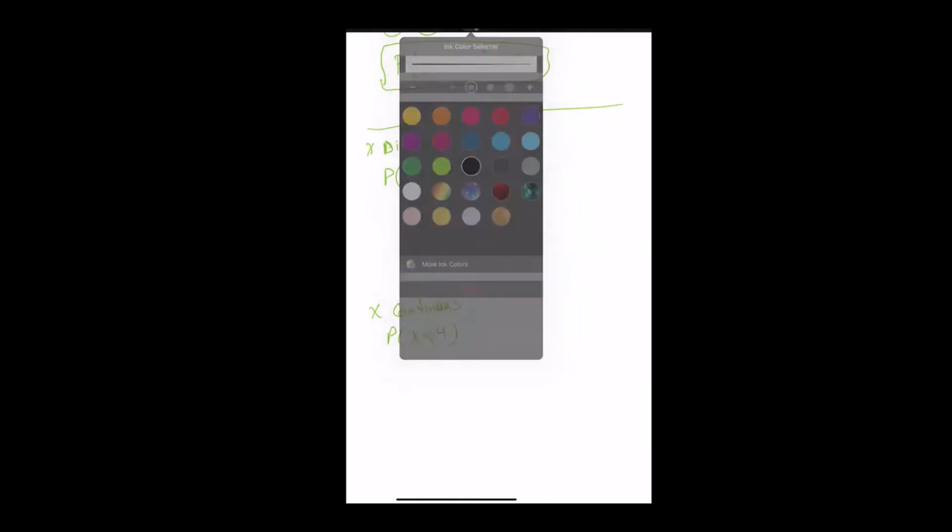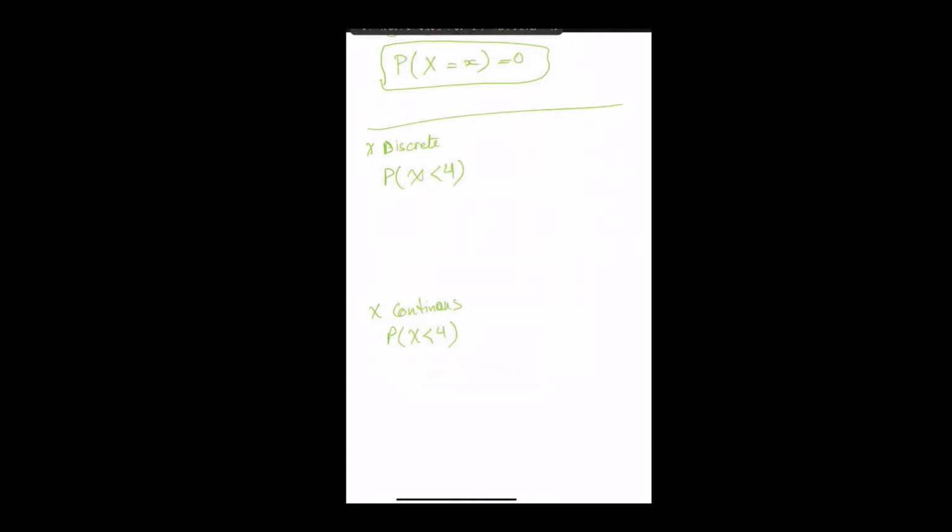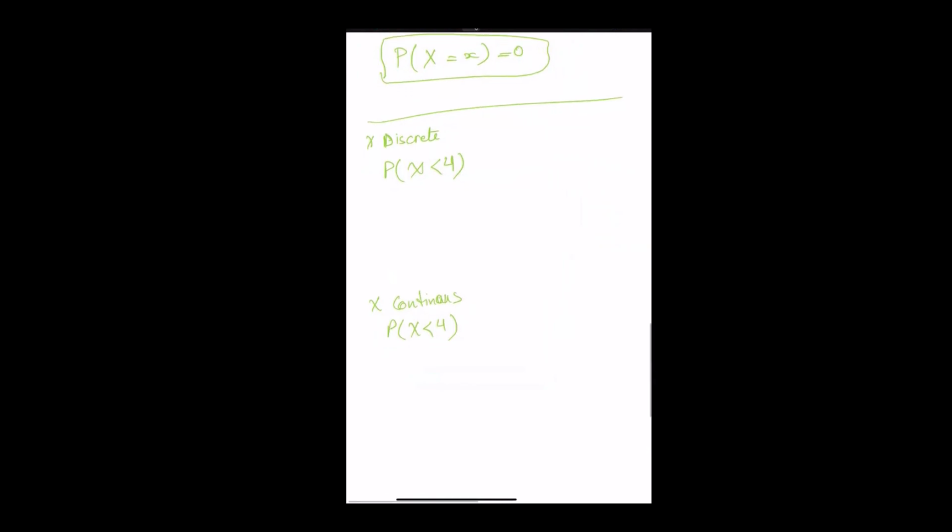Before I do the calculation, first of all, for a continuous random variable, can I write this as the probability of x less than or equal to 4? Are these two equal or not?